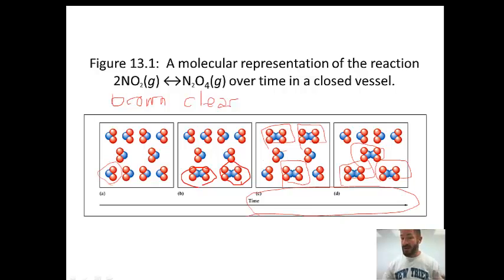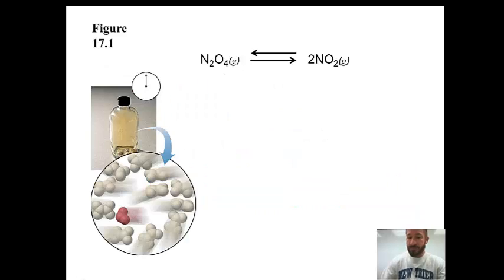Now you may think, well, everything stopped. Equilibrium is a dynamic process. So those reactants are still changing to products. The products are still changing to reactants. It's just occurring at the same rate. Let's look at the next slide.